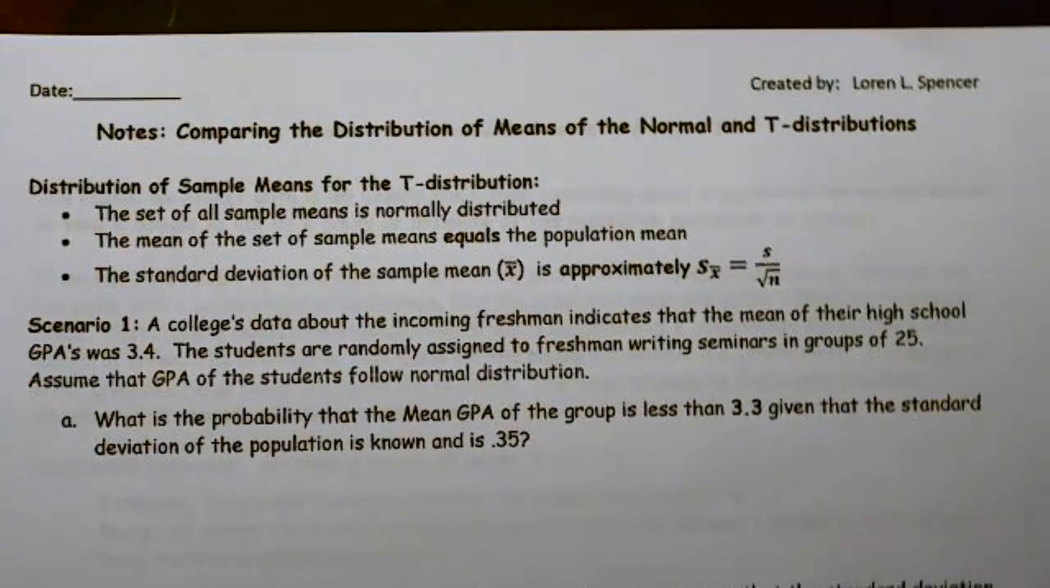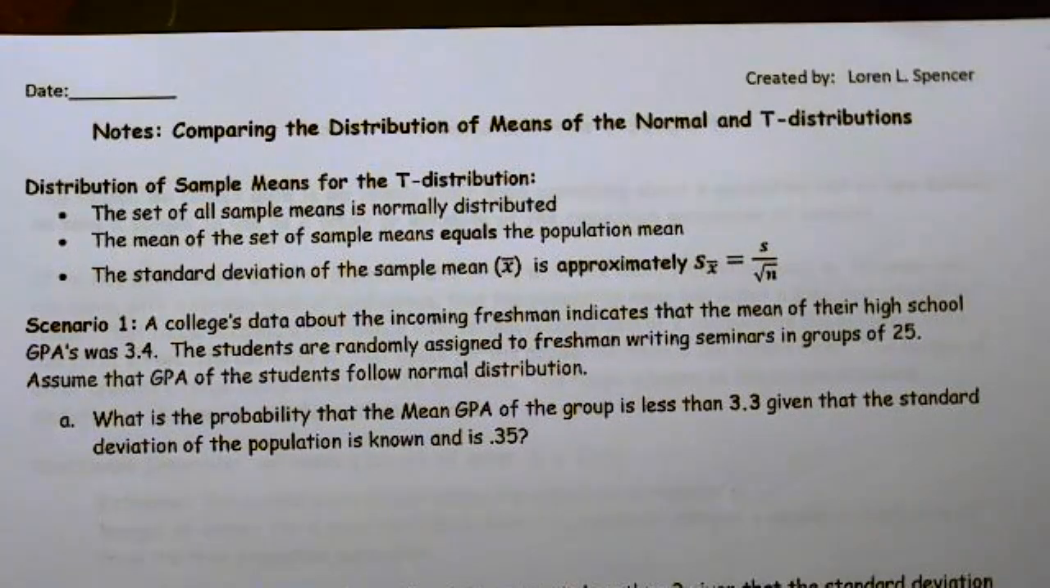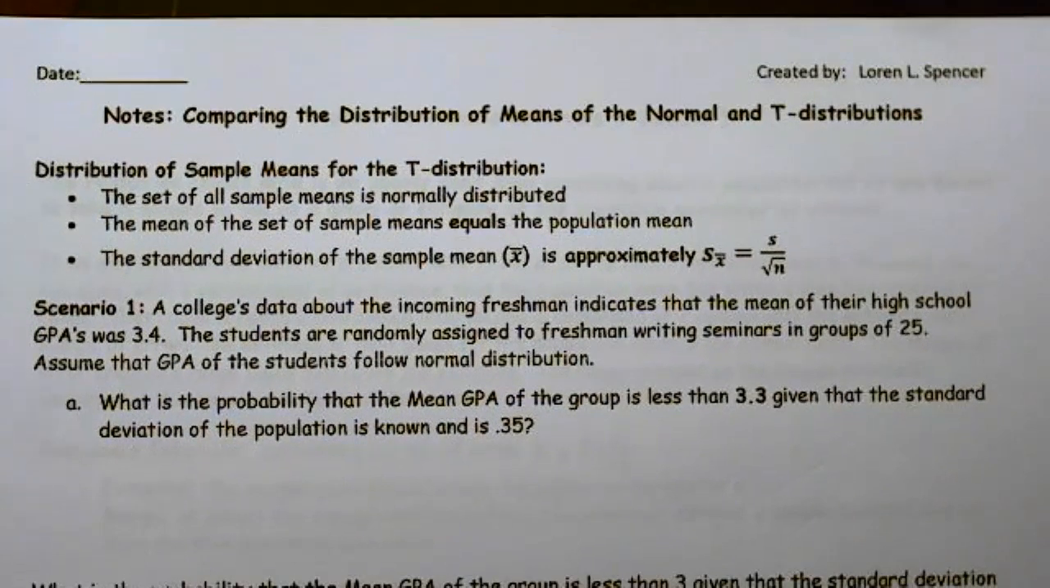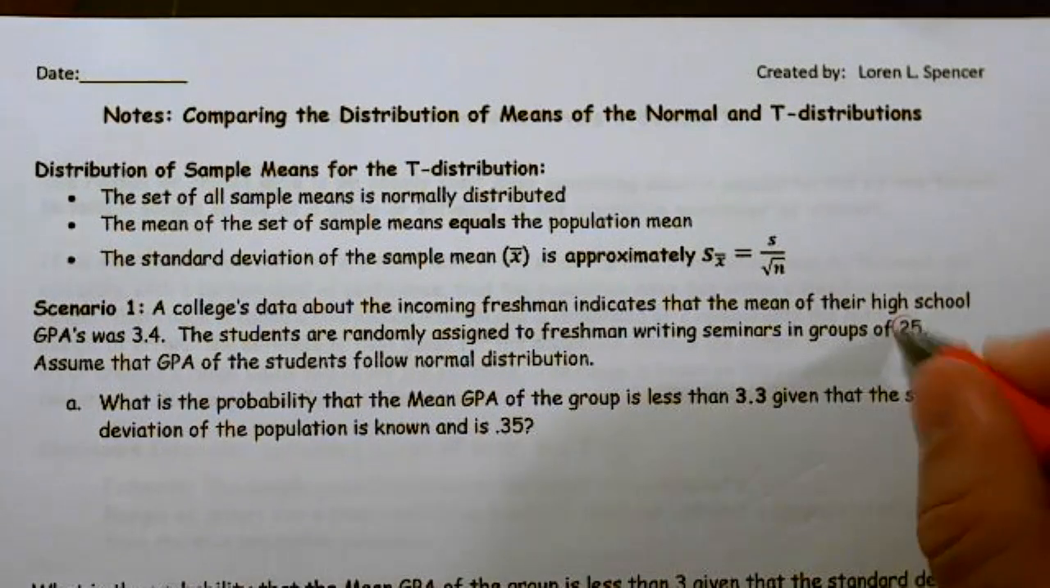A college's data about incoming freshmen indicate the mean of their high school GPA was 3.4. The students are randomly assigned to freshman writing seminars in groups of 25. So we have a sample of size 25.